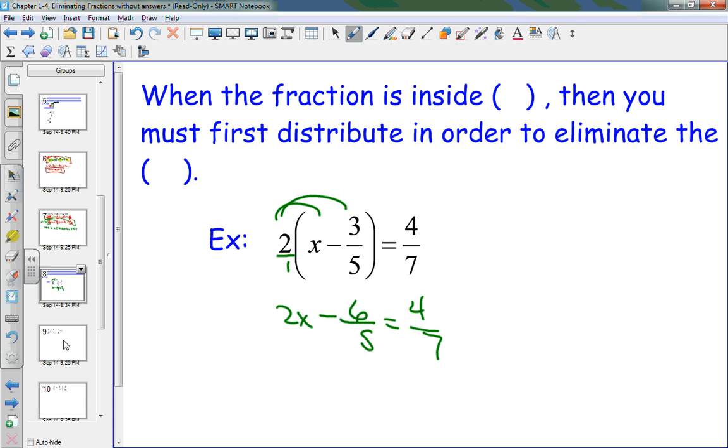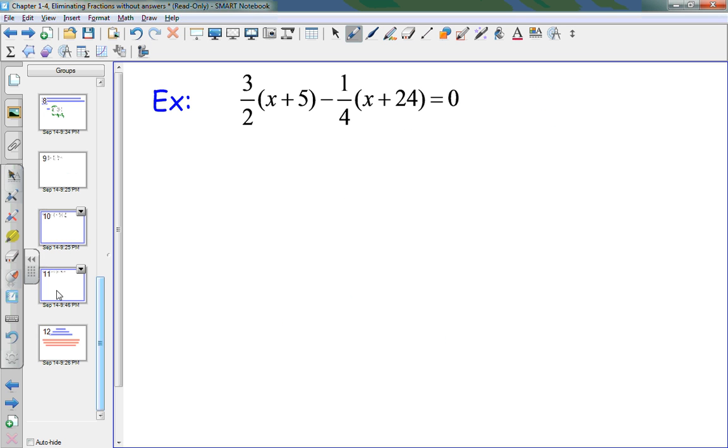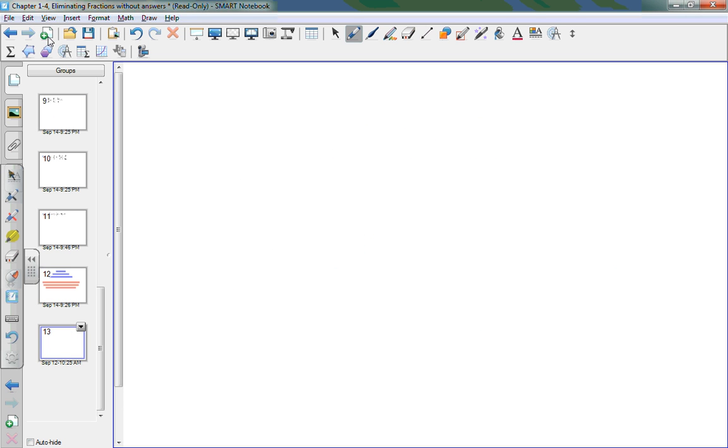Do we understand that? Now, one other thing I want to talk about on tonight's homework. This is number 12 on tonight's homework. What's my least common denominator between those two denominators?